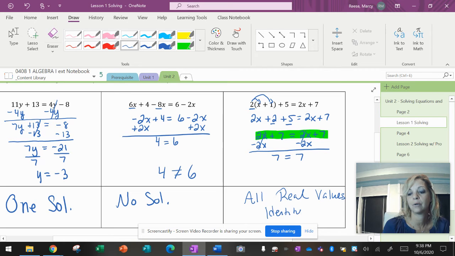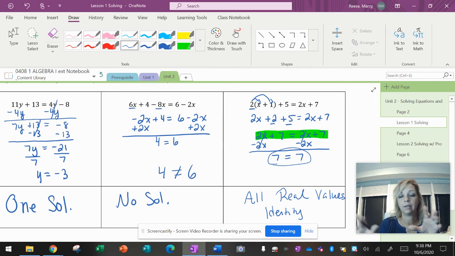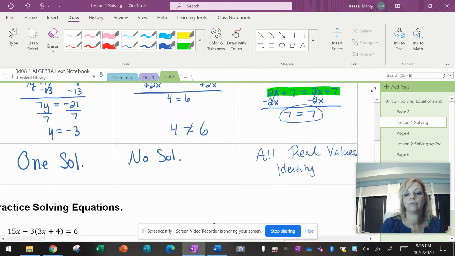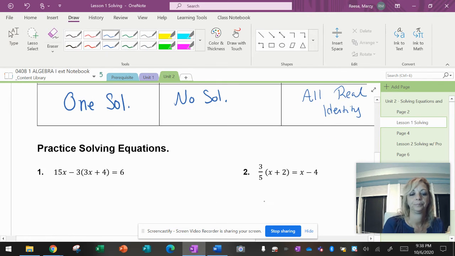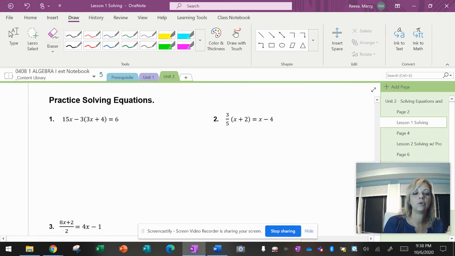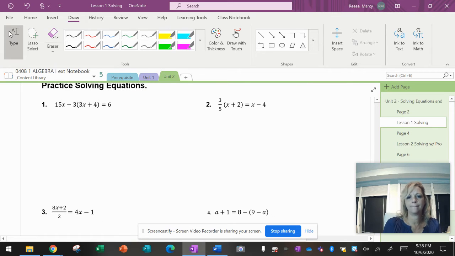It means that as long as, when I cancel, the x's cancel out and the constants equal each other, any x value can go into that original problem, and the left side will always equal the right side, okay? All real values are an identity. Okay, so you might see them in here, you might not.